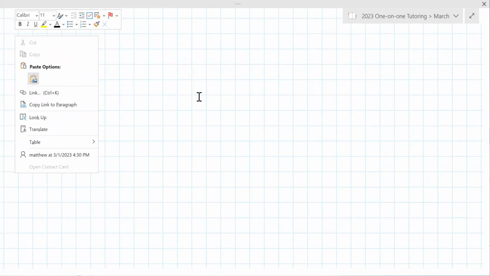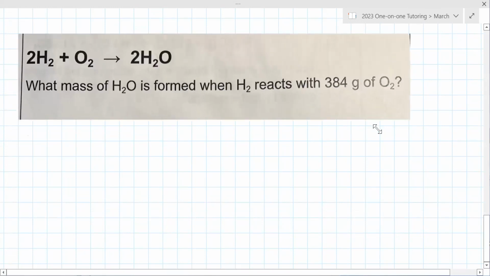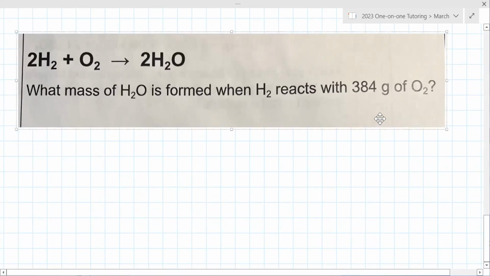So we got a new problem here. What mass of H2O is formed when H2 reacts with 384 grams of O2? Now, one of the things that's different about this problem is they don't tell you that you have enough of the other. Did you guys not talk about limiting reactants yet? No, we haven't.